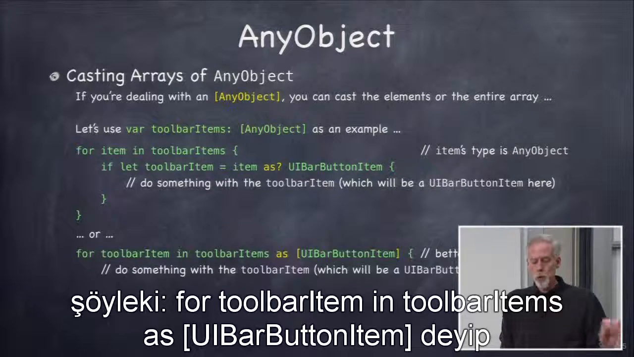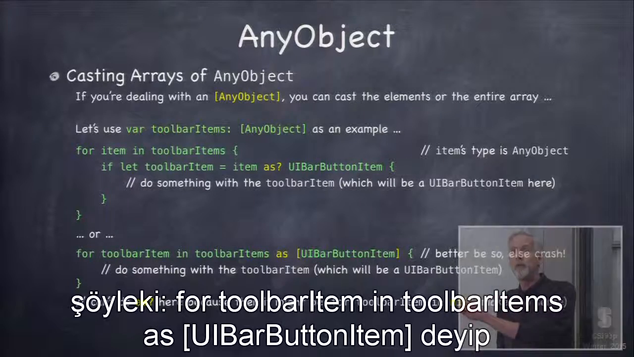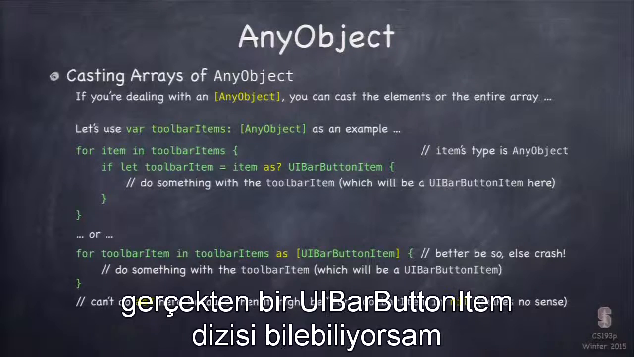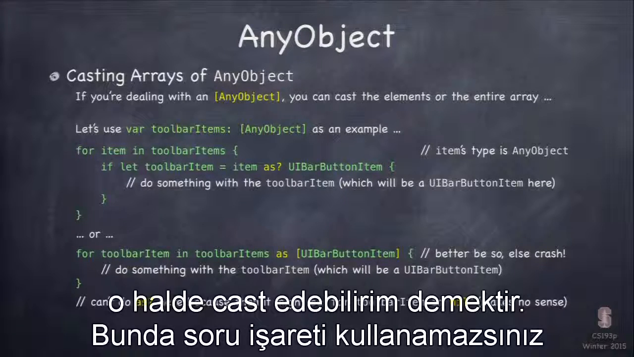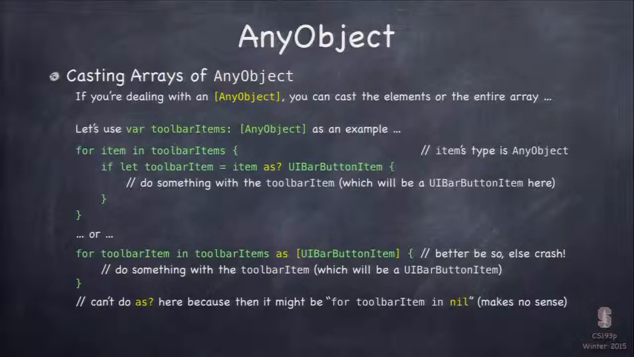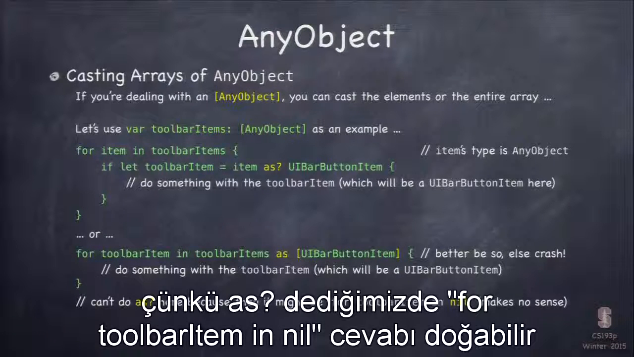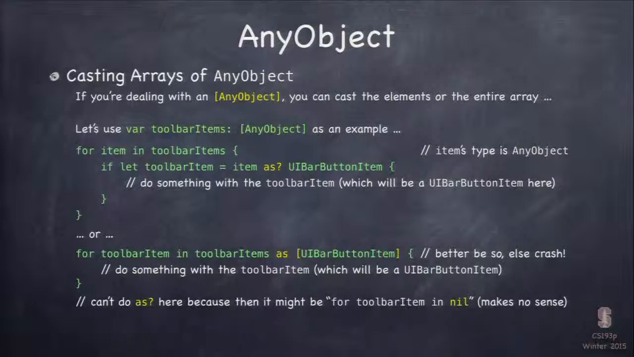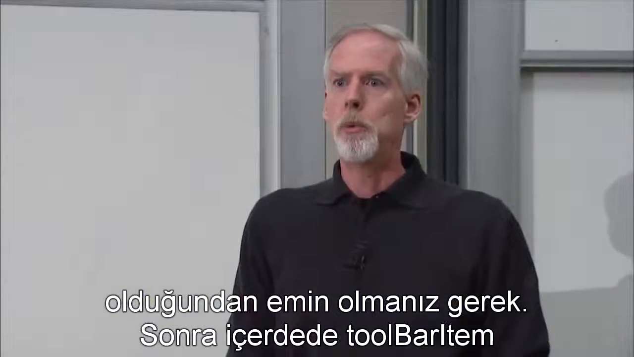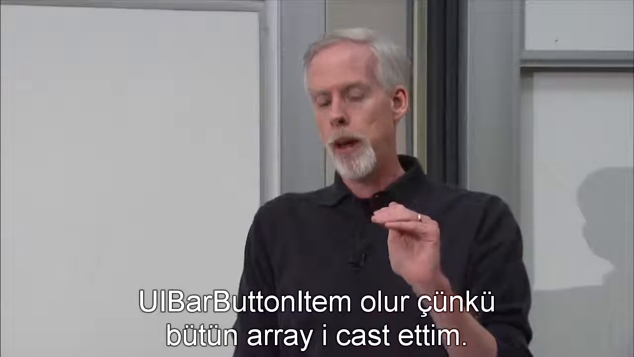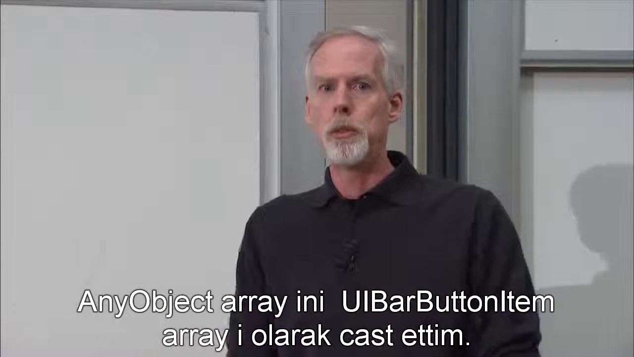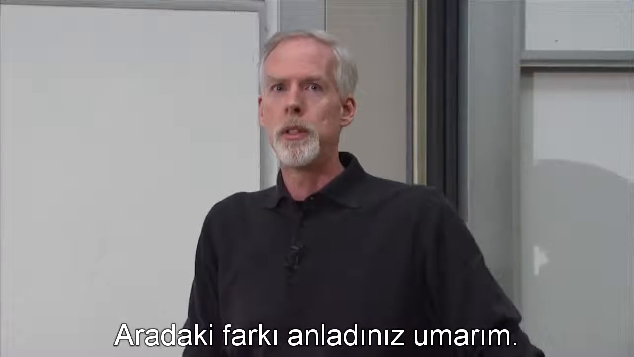But I can do it another way too, okay? Which is I can say for toolbarItem in toolbarItems as an array of UIBarButtonItem. In other words, I can cast the entire array. If I know that that array of AnyObject is really an array of UIBarButtonItem, I can just cast it. Now this one, you can't do question mark, because it wouldn't make sense to say for toolbarItem in nil, okay? So that makes no sense. So here you better be darn sure that that array has what you want. But then inside, now toolbarItem is a UIBarButtonItem because I cast the whole array from array of AnyObject to array of UIBarButtonItem. Understand the difference there between those two?